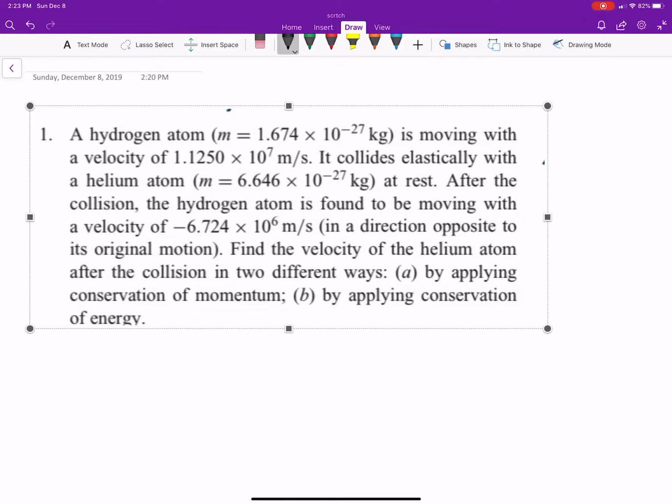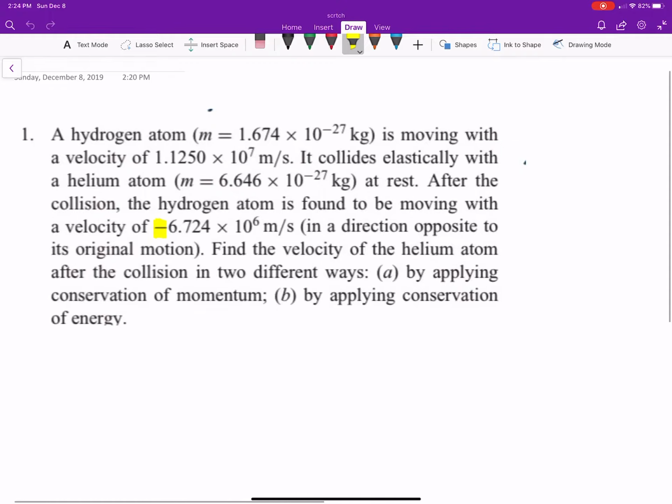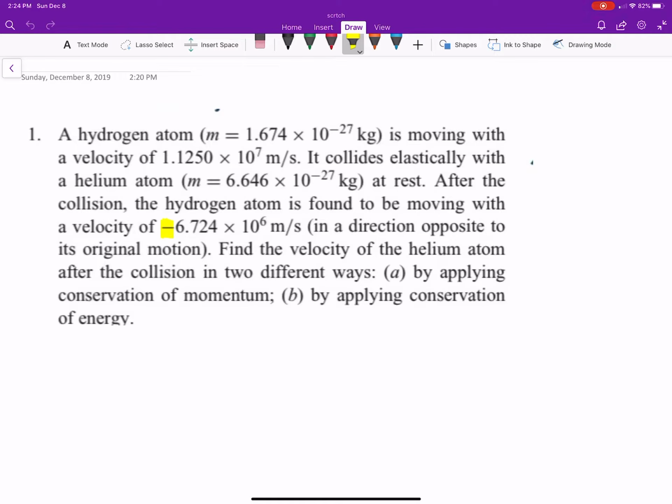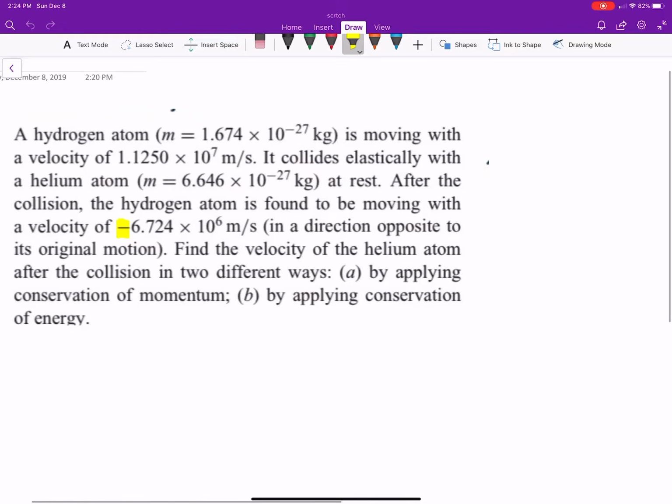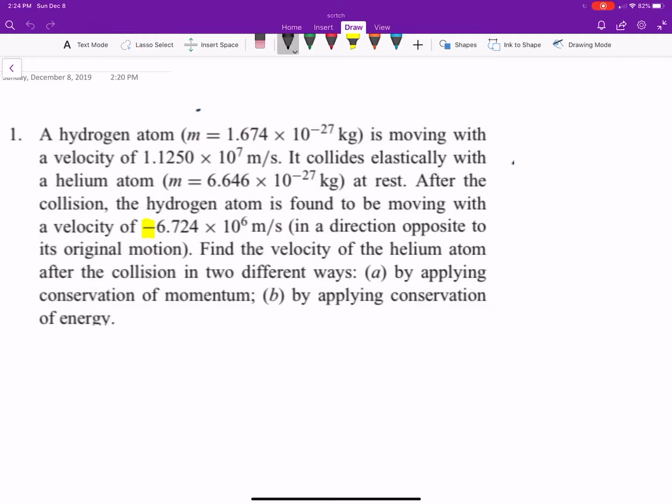It says a hydrogen atom of that mass is moving with a velocity of that speed, and it collides elastically with a helium atom of that mass, which is at rest. After the collision, the hydrogen atom is found to be moving with a velocity of that velocity in the direction opposite of motion, hence the negative. The negative right here, that's what that's implying. Find the velocity of the helium atom after the collision in two different ways, by applying the conservation of momentum and by applying the conservation of energy, two very important concepts that's worth reviewing.